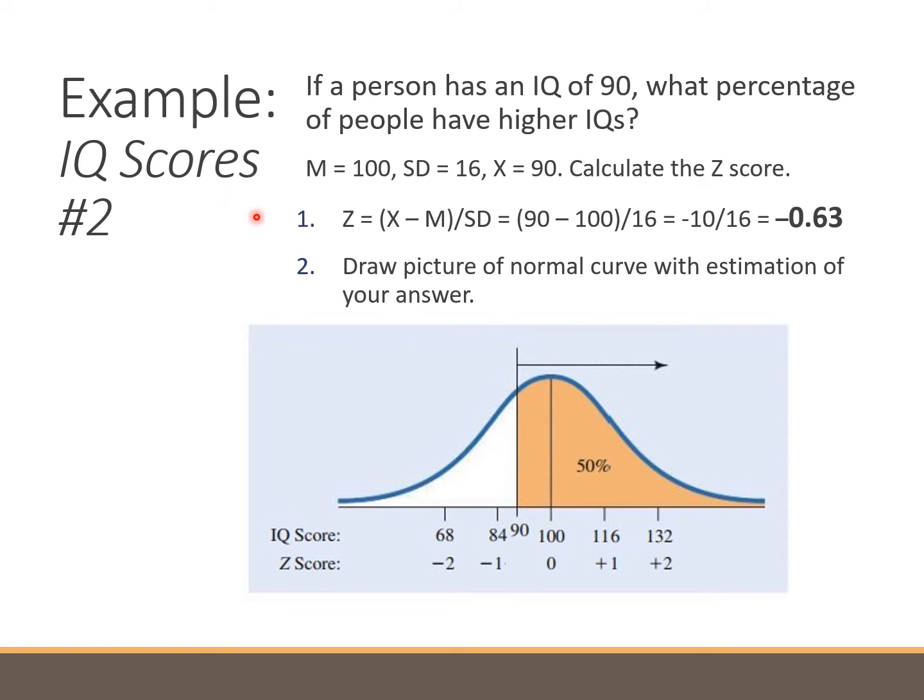We've calculated the z-score, so we've plugged our numbers in. The score is 90 minus 100 divided by 16, and we get a z-score of negative 0.63. So between 0 and negative 1 is our z-score. We draw a picture, with an estimation of our answer, okay? So this is a larger amount. We can automatically assume that it is going to be 50% plus whatever is here. So we need to look it up in our table.